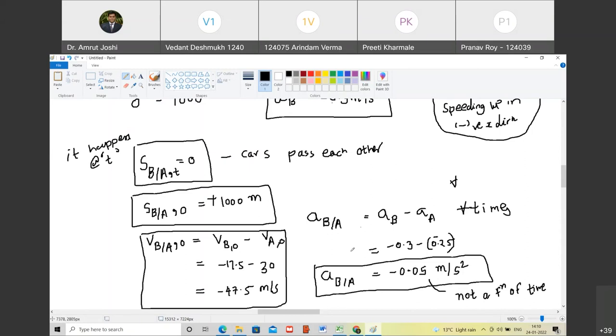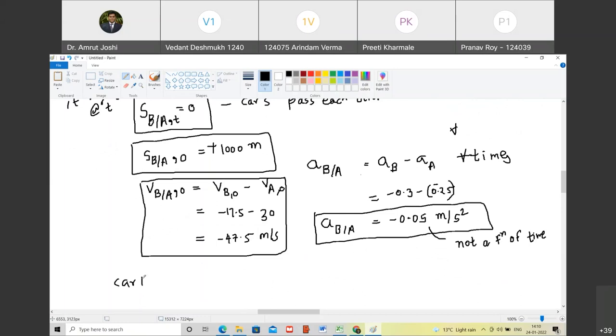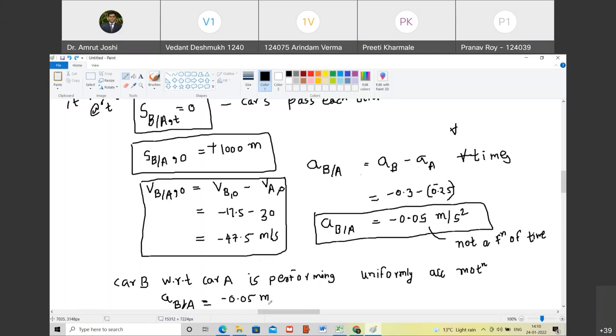अब रिलेटिव मोशन के कॉन्टेक्स्ट में देखा जाए तो car B with respect to car A is performing uniformly accelerated motion. Do you agree with me? Yes. Uniformly accelerated motion with constant acceleration, a of B with reference to A, equal to minus 0.05 meter per second square, right?